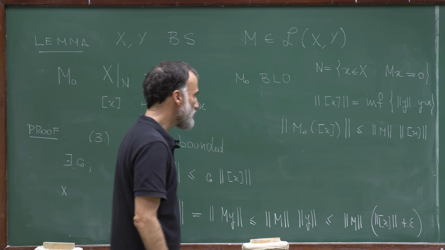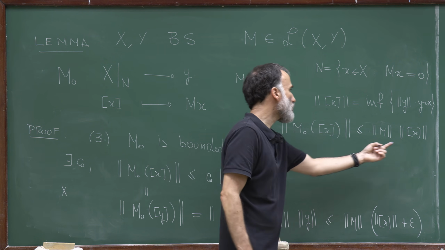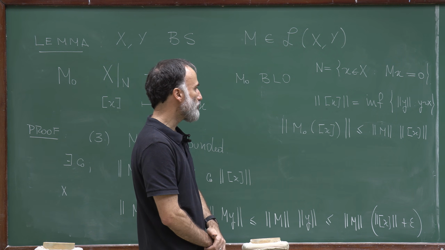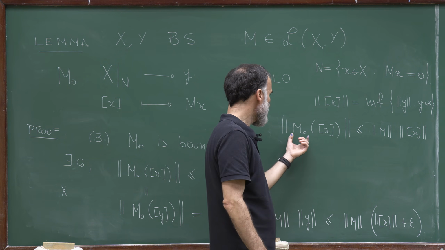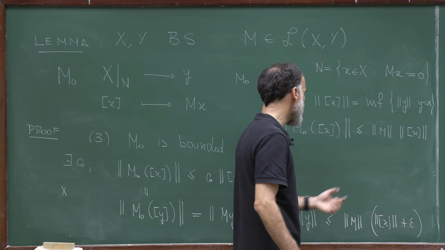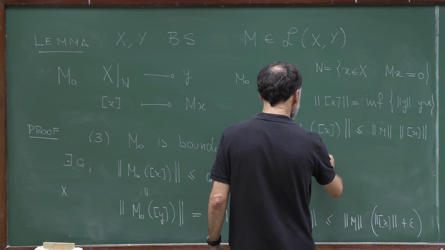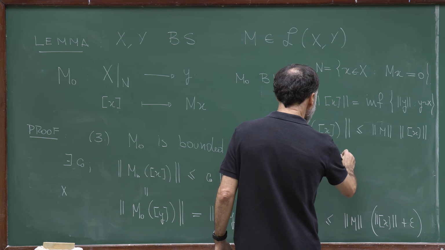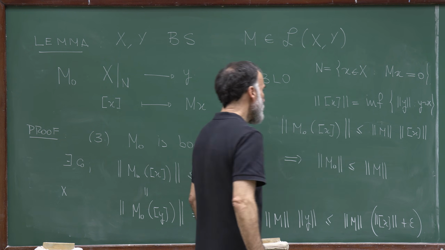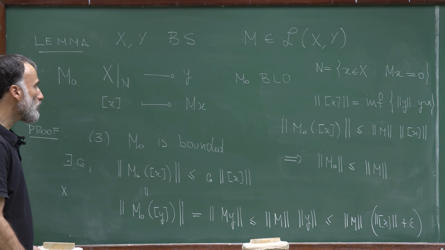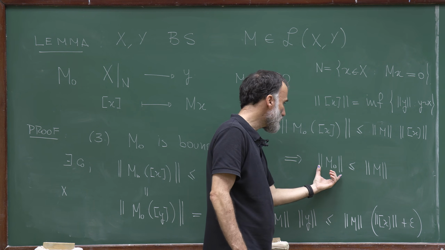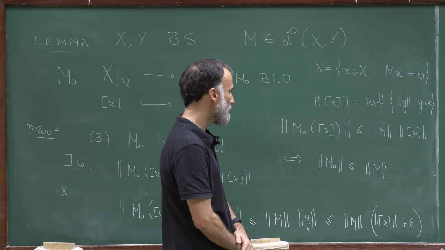And as we have seen, since this holds for all equivalence classes, this proves that M0 is a bounded linear operator. And we have also seen that the norm of M0 is the best constant, the one which optimizes this inequality. So that proves also that the norm of M0 is bounded by the norm of M. So we proved not only that M0 is a bounded linear operator, but we also proved that its norm is bounded by the norm of M.